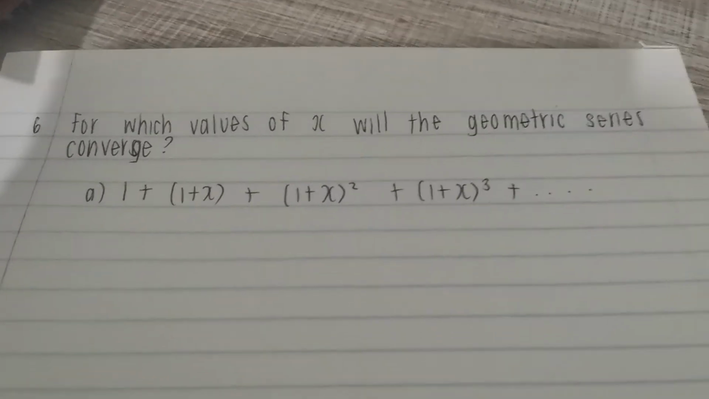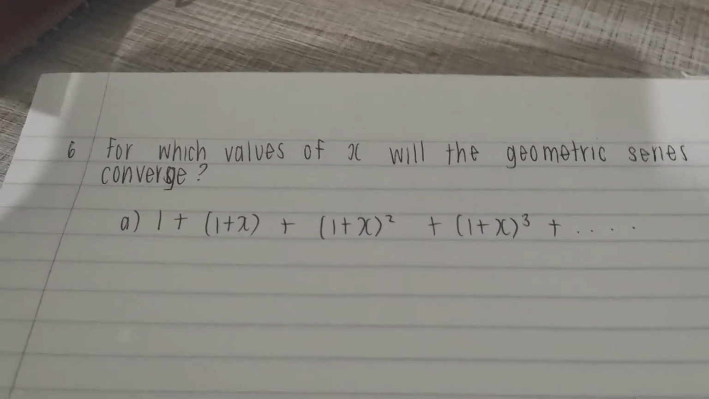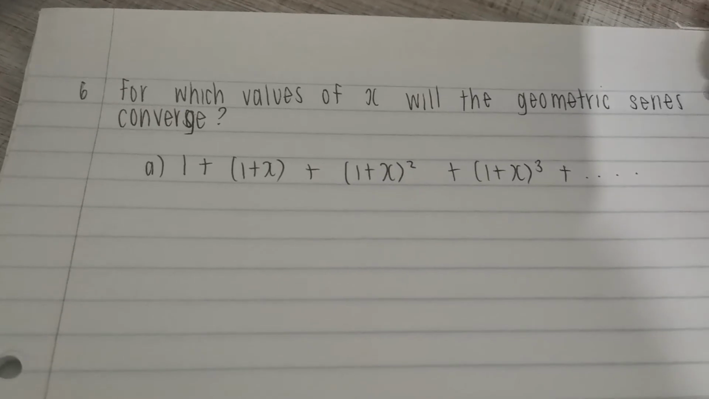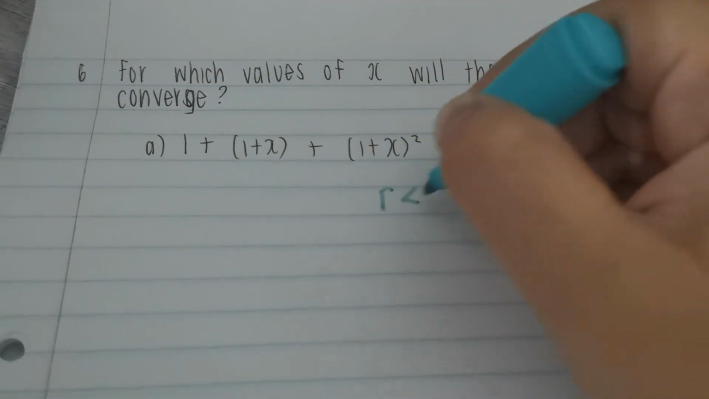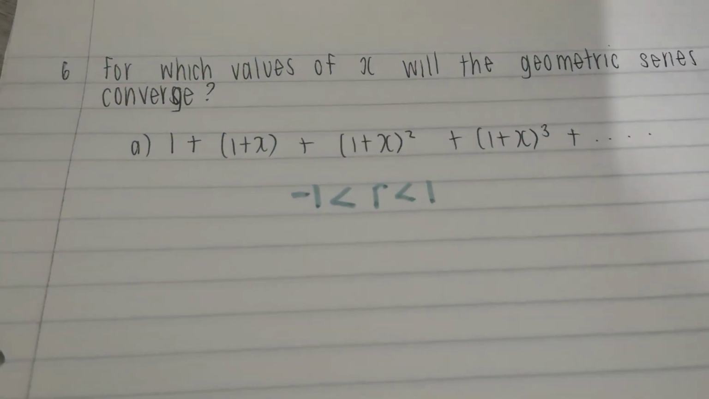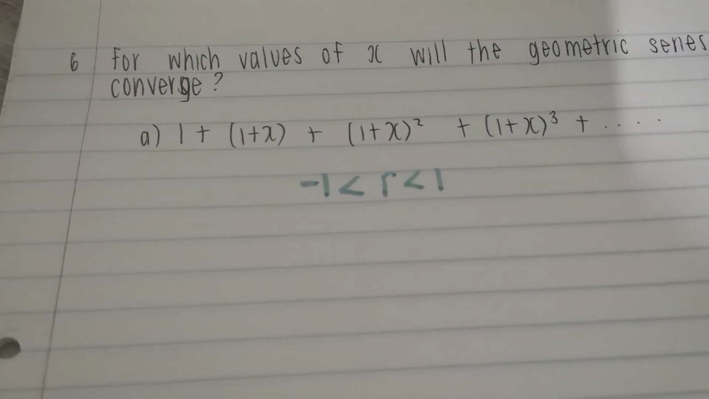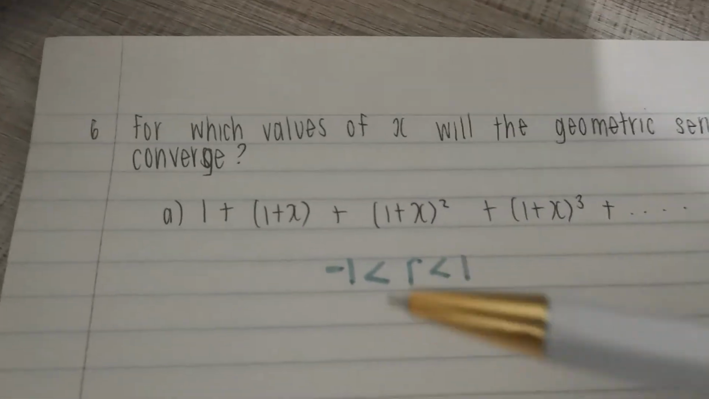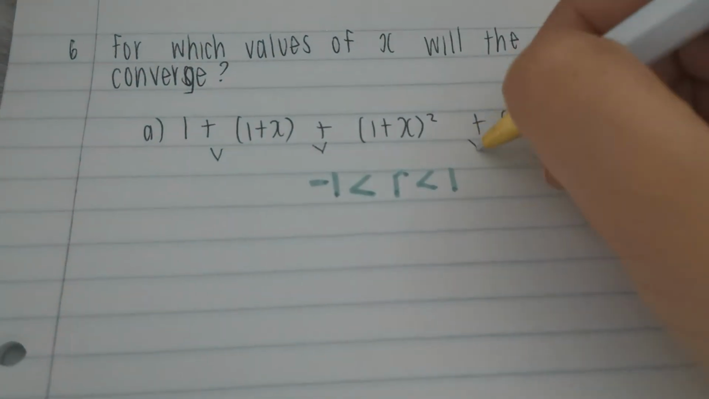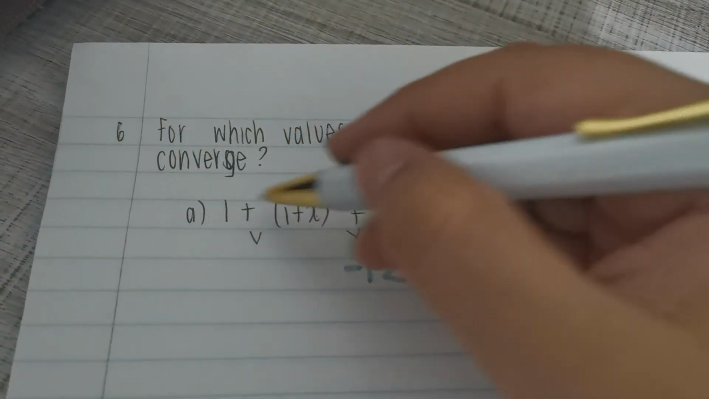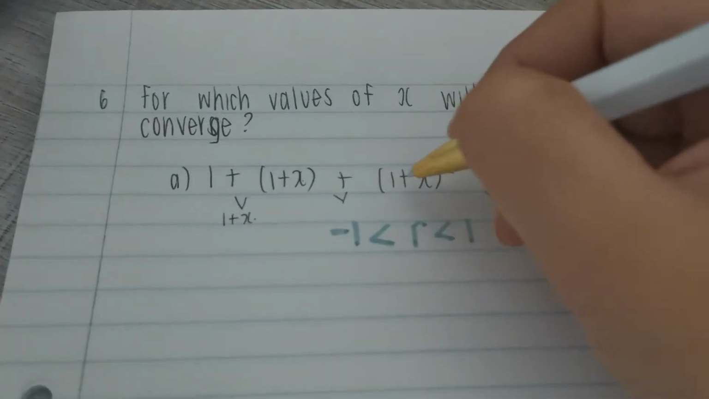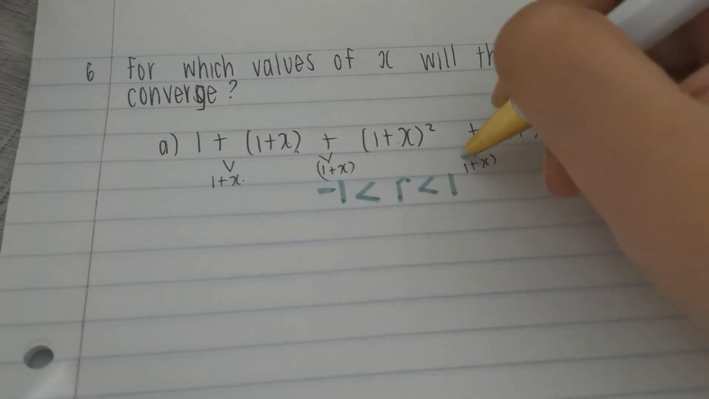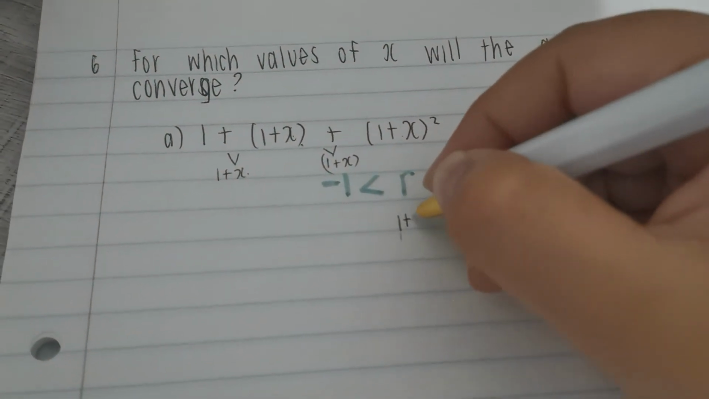It says, for which values of x will the geometric series converge? That's the question that I was talking about. For these types of things, you have to know the property of a converging series. I apologize, it is raining where I am, so I'm pretty sure you can hear the thunder in the background of this video. I really apologize for this. We need to figure out this ratio. In order to do that, I'm going to say this one divided by this one, which gives me 1 plus x. This one divided by this one gives me 1 plus x. Therefore, I'm going to put the 1 plus x over there.